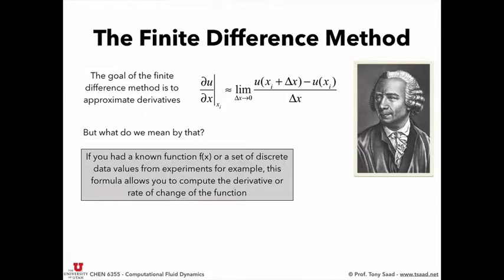But what do we mean by that? Essentially, this discrete form is that if you have a set of known values, we are trying to find the derivative of the function u, or the rate of change of the function u at a point xi, or the slope of the function u at a point xi. So the idea is, if you have values for the function u at different points xi, you can find the derivative at any point by using 2 other neighboring points.